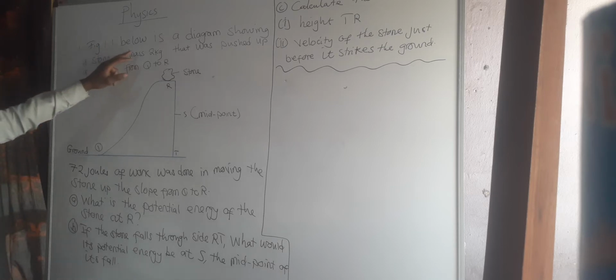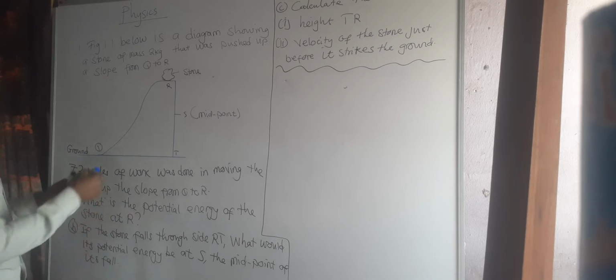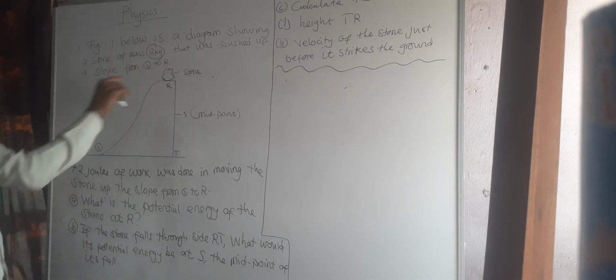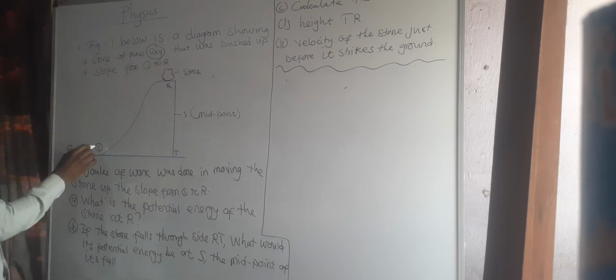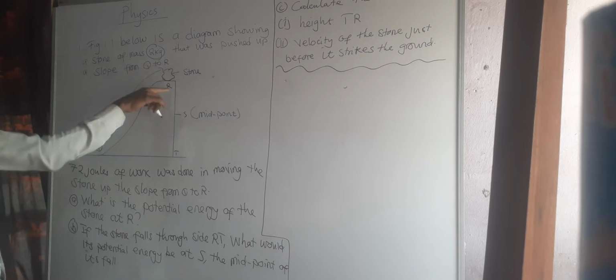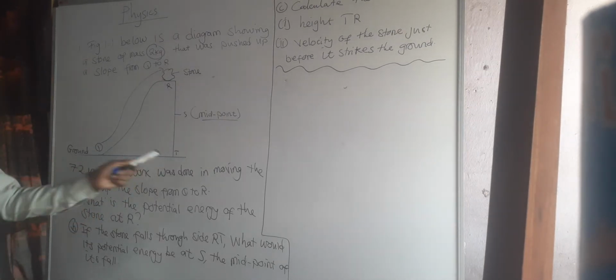Okay, Figure 1.1 below is the diagram showing a stone of mass 2 kg that was pushed up the slope from Q to R. So from Q going way up to R. This is the stone which was pushed from Q up to where R is. Now this is the diagram. As you can see, we have this point T, we have the point S, which is the midpoint of R and Q, and this is the ground there.